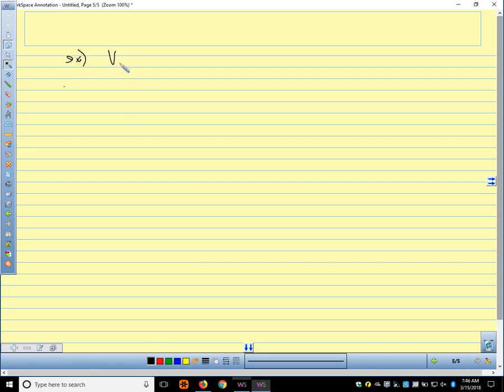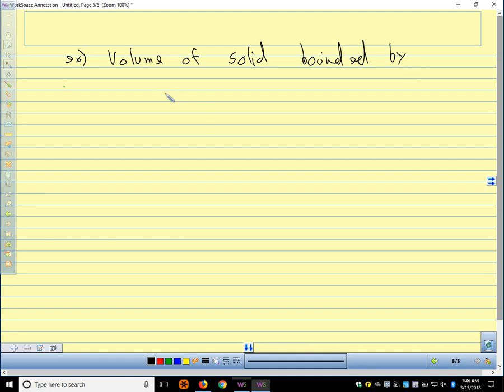So we want to find the volume of the solid bounded by z equals x squared plus y squared plus 3, z equals 0, and x squared plus y squared equals 1. All right, what is this thing?